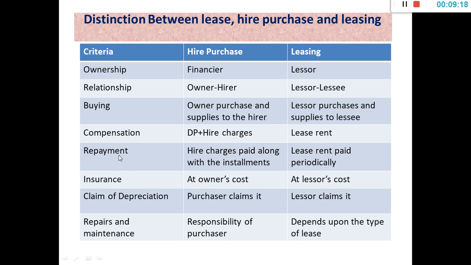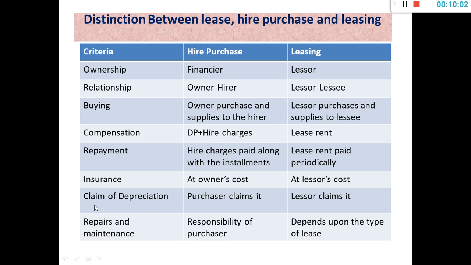Next we have the insurance component. Under hire purchase system, insurance is at the owner's cost, that is the hire vendor's cost. And under leasing, insurance is at the lessor's cost. Here also, the person who lets the property is the owner. Again, in some cases, insurance may be the lessee's responsibility under the category of wet leasing.